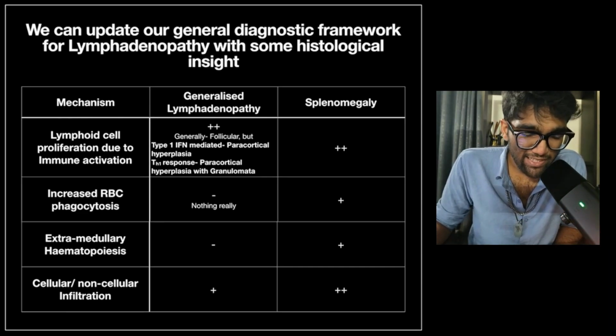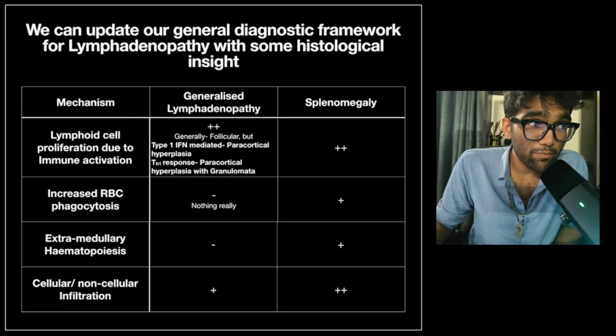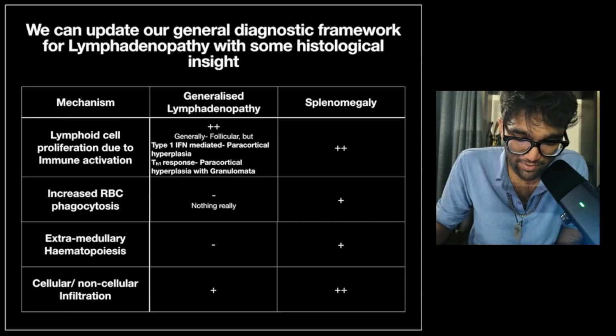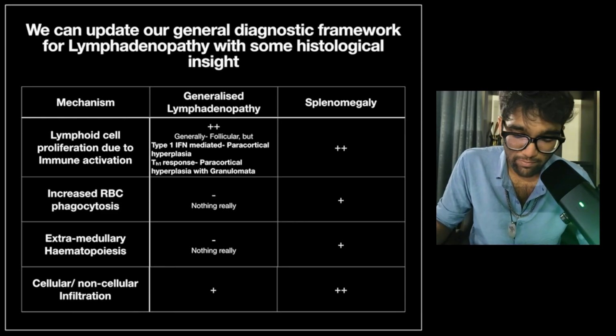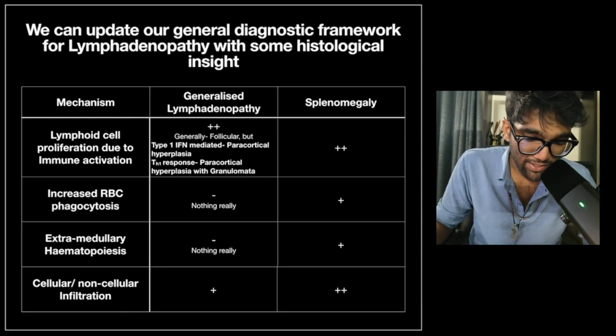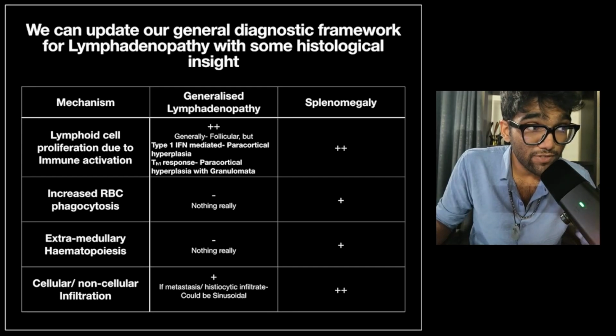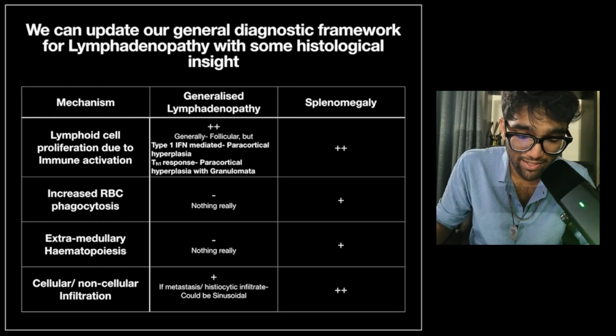I would expect really nothing in case of increased RBC phagocytosis, unless the primary pathology causing phagocytosis is infecting the spleen as well as the lymph nodes. And then I would not really expect anything in case of extramedullary hematopoiesis. But in case of cellular infiltration, if it is infiltration by metastatic cells or histiocytes, remember they do not express CCR7, they do not express CXCR5, so they would have a sinus distribution. Fine, all that is fine.